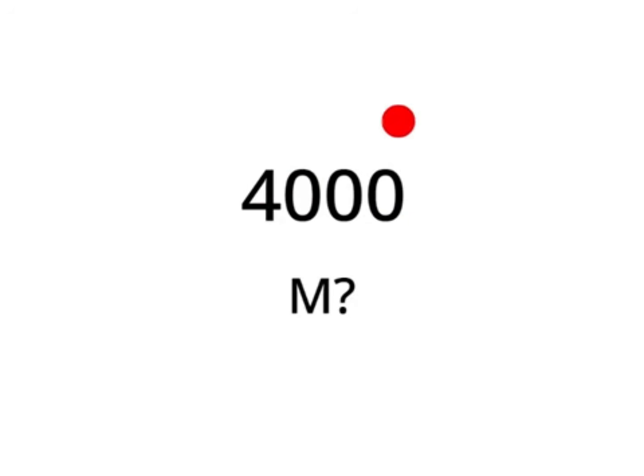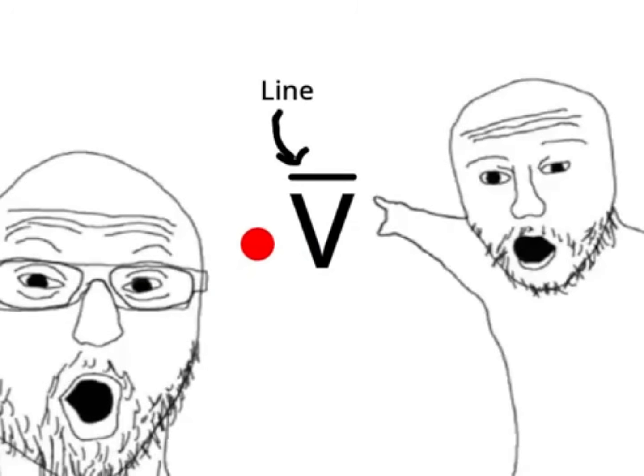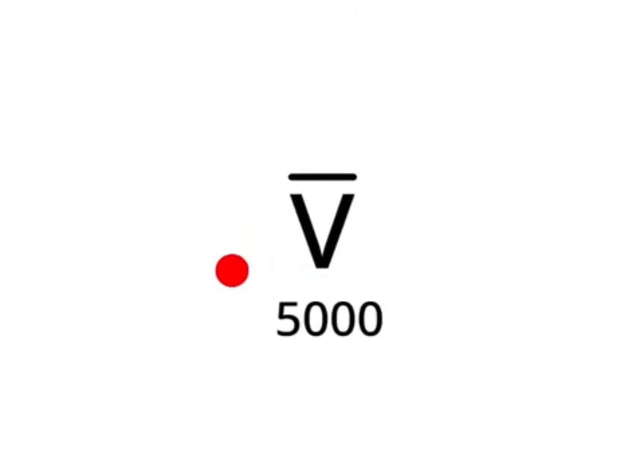And for 4,000, we need M followed by the digit, or the letter, for 5,000. So that's why I've made my own digit for 5,000. I present to you V with a line. So this is 5,000. I actually found this online. This isn't made by me, but you don't need to know that right now.